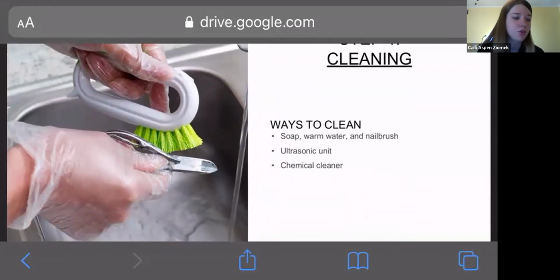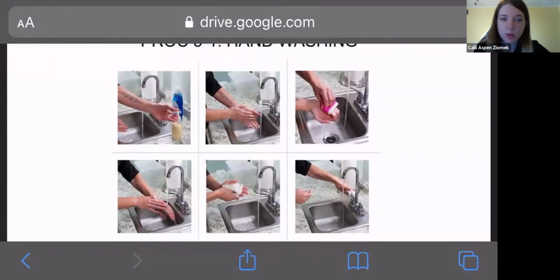So you have soap and water with a nail brush to scrub your implements, an ultrasonic unit, chemical cleansers, which are like the thing that EPA determines. Ultrasonic units kind of look like little microwaves, and they have a little light that cleans your items. Proper hand washing, you should all be aware of because of COVID. So I don't really need to go over that.